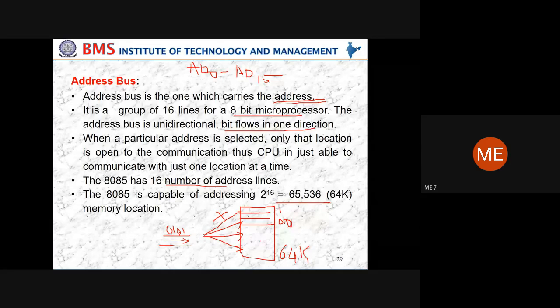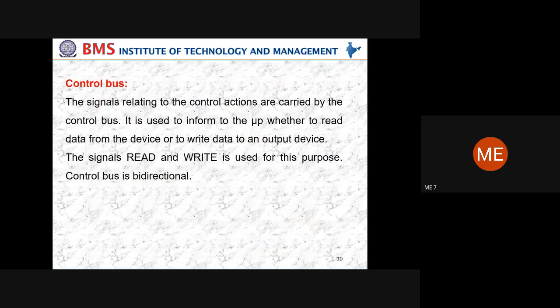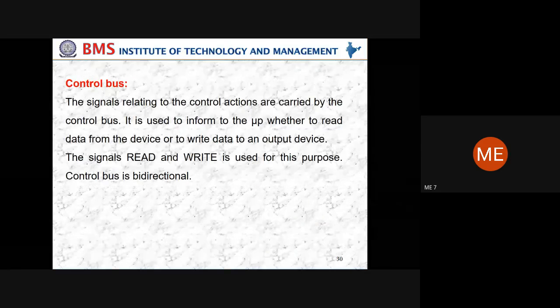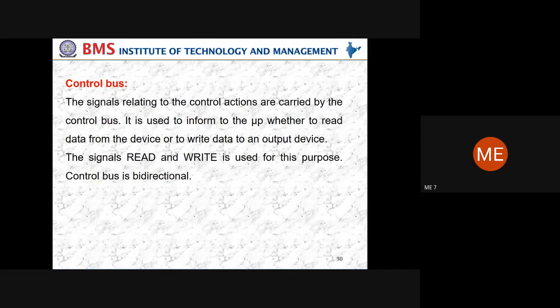Okay, so this is about what is called the address bus. Last one, we'll take this and finish. Now, the control bus: the signals relating to the control actions are carried by the control bus. The control bus is mainly used to establish the processing, that is, the timing and control unit. The sequence of operations is done by using the control bus.